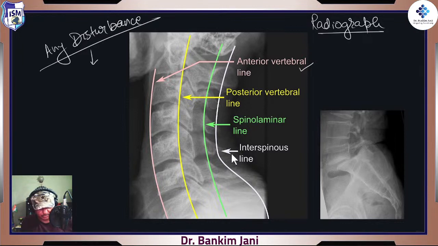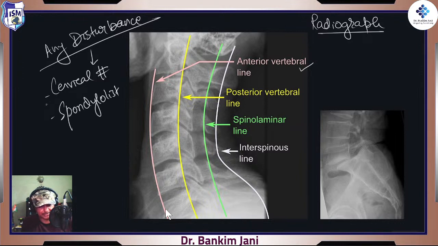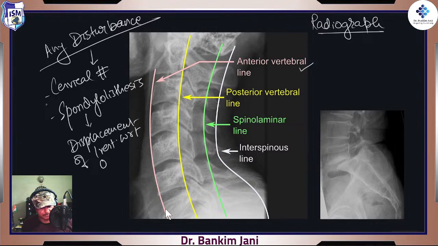Now that could be because of a cervical fracture, which is a sign of fracture, or a very common thing, spondylolisthesis. What is spondylolisthesis? When one vertebra slides on the next and loses its alignment. This is displacement. So spondylolisthesis is displacement of one vertebra with respect to another. And here it is. See, this is spondylolisthesis.